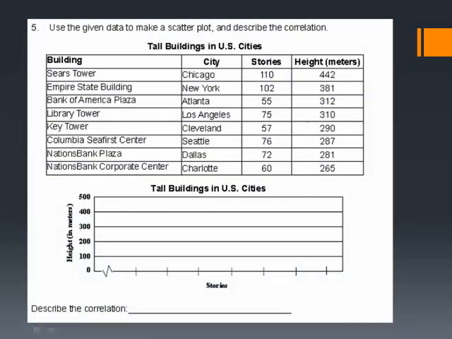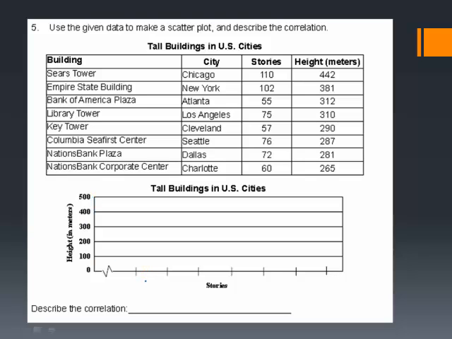Let's try another example. We're going to make a scatter plot, and we're going to describe the correlation. Now we have buildings and city, and then we have stories and height. We have number of stories going across the bottom and height going across the y-axis.